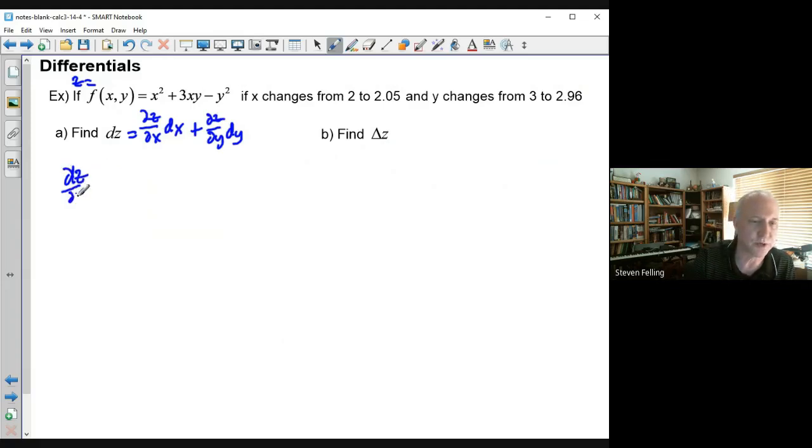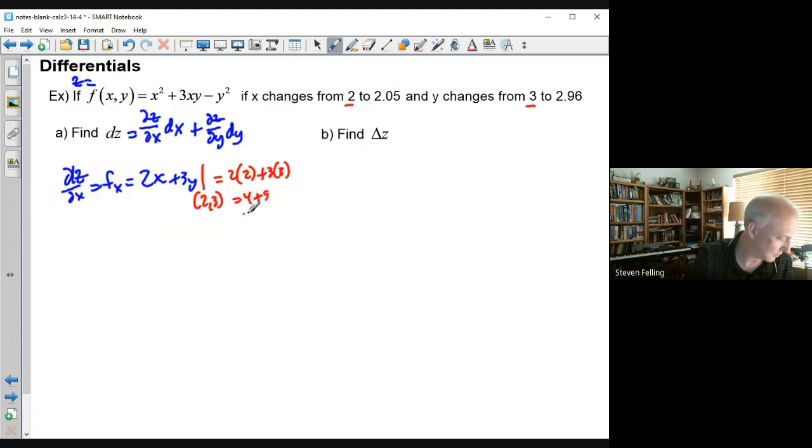The partial derivative of z with respect to x, also known as fx, would be 2x, and then here the derivative would be 1 times the constant 3y, and that's a constant. Then I could evaluate that at a particular value. So let's evaluate this at the starting point, 2, 3. Evaluating at the point 2, 3, that would be 2 times 2 plus 3 times 3. So 4 plus 9 is 13, right? Is that what I want to be doing?